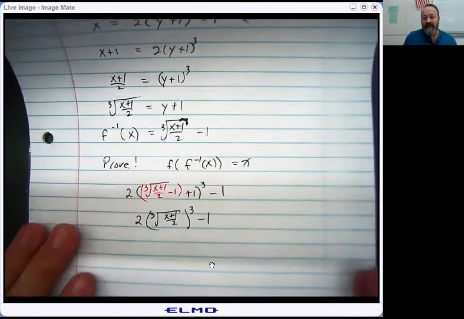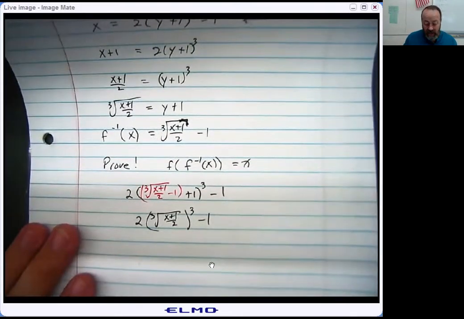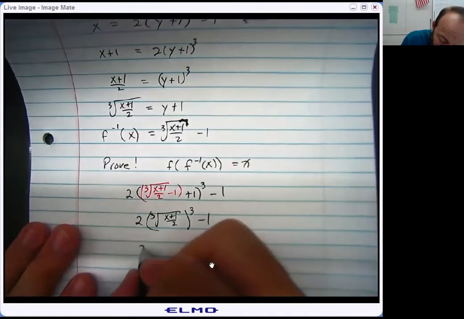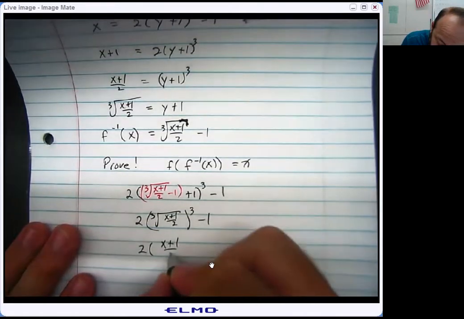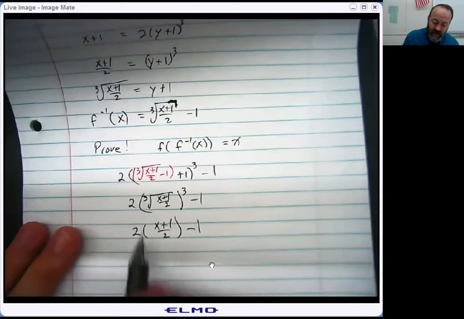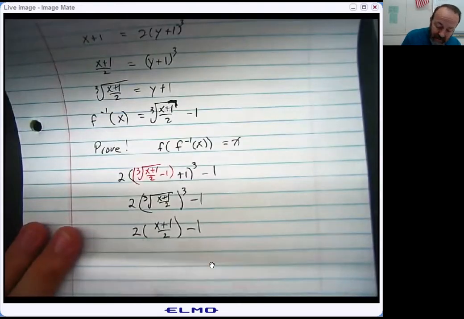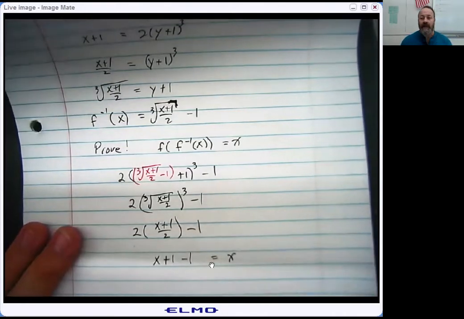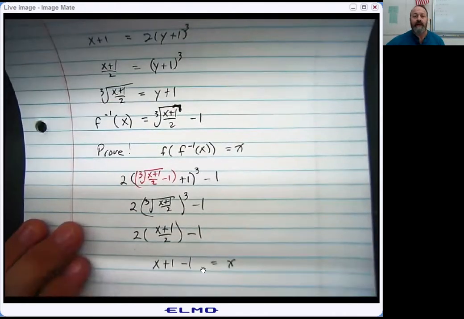And it does get tough to show all the steps because it kind of becomes obvious. Notice the cube and the cube root do in fact cancel yet again. I notice the divide by 2 and the times 2 cancel, and I have x plus 1 minus 1, which is in fact x. So that proves that we did the problem right.